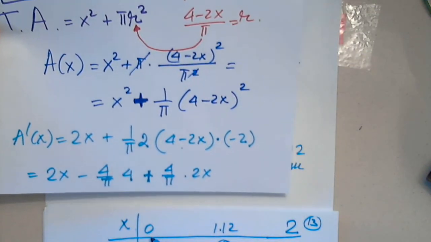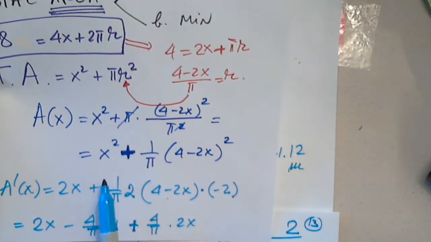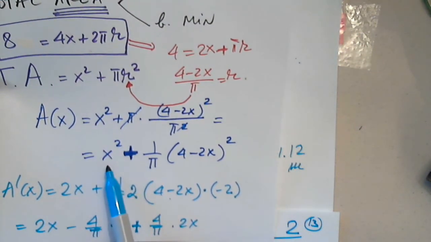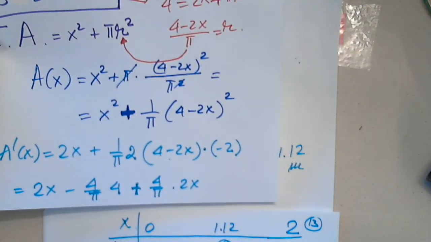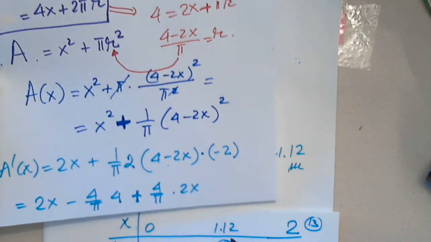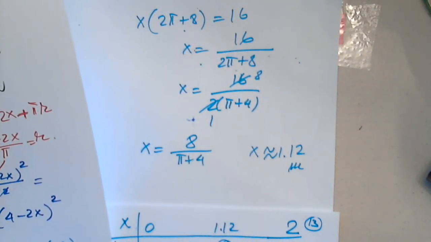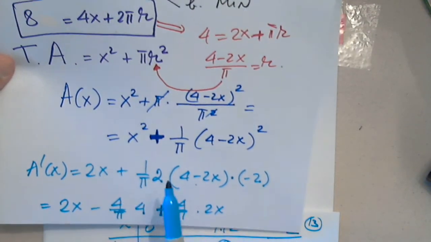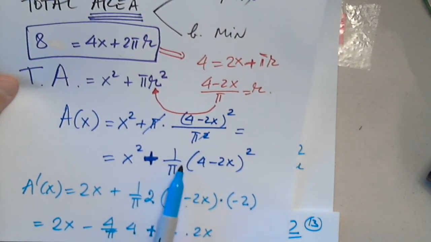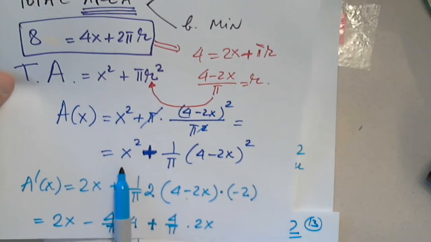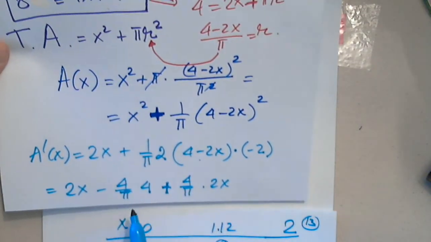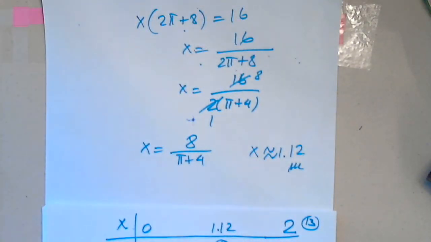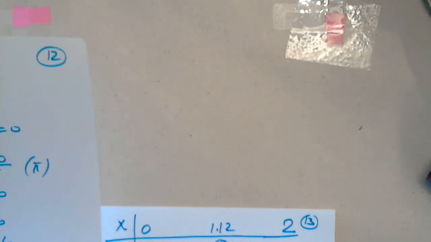When I plug in 0 in the function, this is 0, this is 0. 4 squared will be 16 over pi. When I plug this in, I have no idea what I get. We'll see in a moment if I need that. And then when I plug in 2, let's see what happens. This is 0. And of course, I get 2 squared, which is 4. Okay. About the sign of the derivative. When I plug in 0, yes, I have negative and then positive.